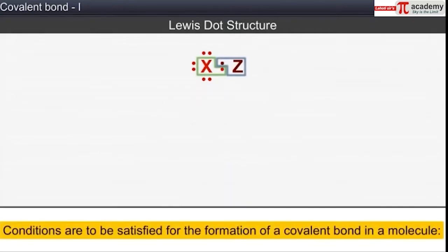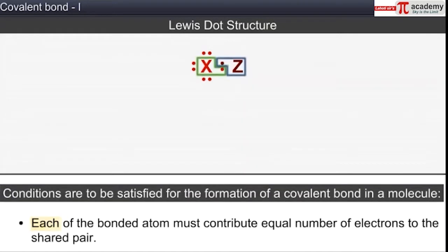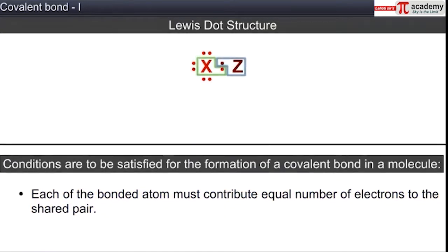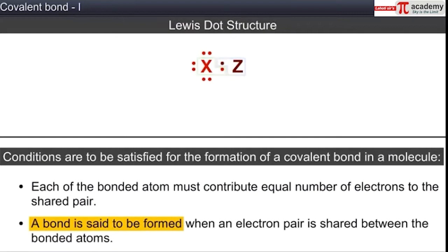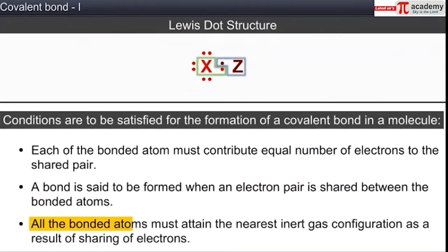The following conditions are to be satisfied for the formation of a covalent bond in a molecule. Each of the bonded atom must contribute equal number of electrons to the shared pair. A bond is said to be formed when an electron pair is shared between the bonded atoms. All the bonded atoms must attain the nearest inert gas configuration as a result of sharing of electrons.